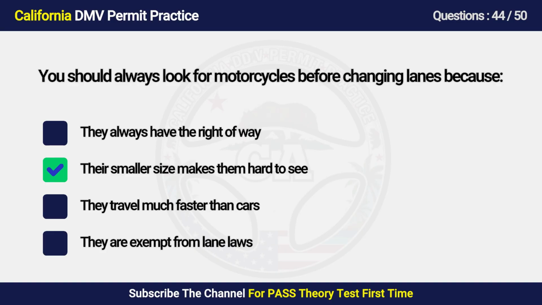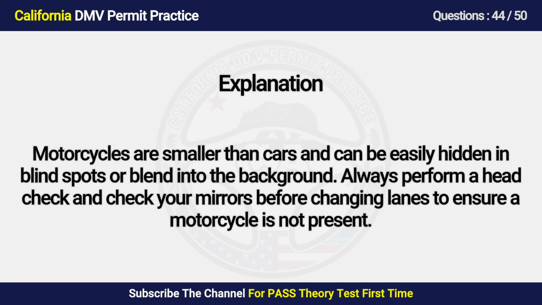Answer is B. Their smaller size makes them hard to see. Motorcycles are smaller than cars and can be easily hidden in blind spots or blend into the background. Always perform a head check and check your mirrors before changing lanes to ensure a motorcycle is not present.